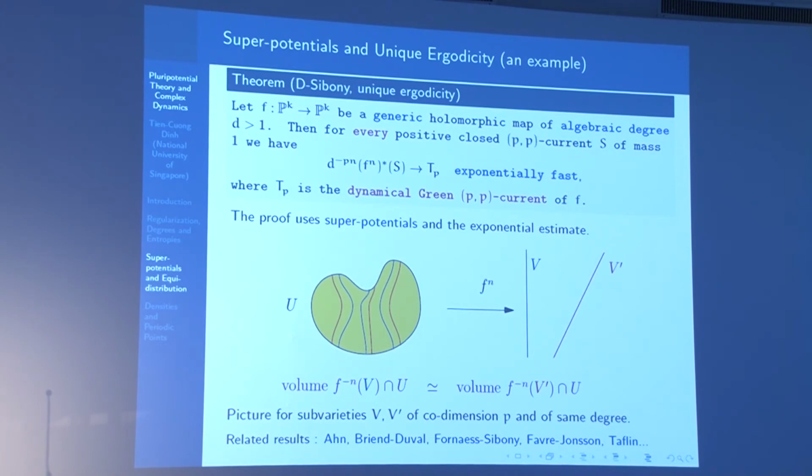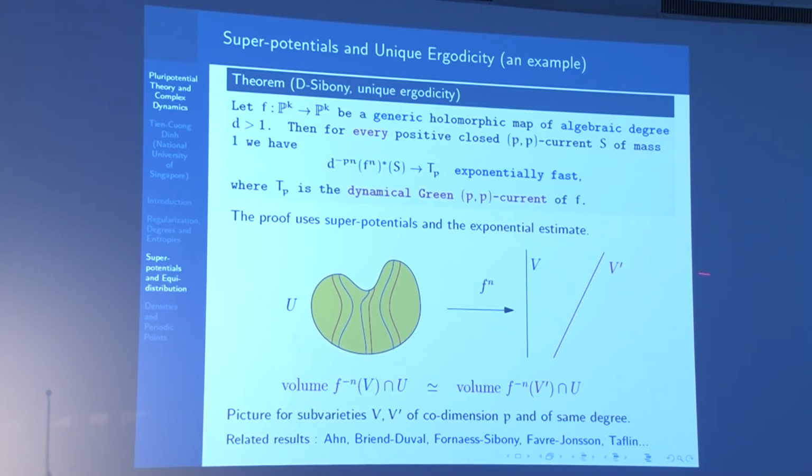Now, this is unique ergodicity. For simplicity, I assume that F is a generic holomorphic map from the projective space P^k to P^k of algebraic degree d larger than 1. Now, you take any positive closed current of any bidegree and of mass 1. You pull it back by F^n, and you normalize this. So we have a sequence of positive closed currents of mass 1. And this sequence always converges to the same limit, and exponentially fast.